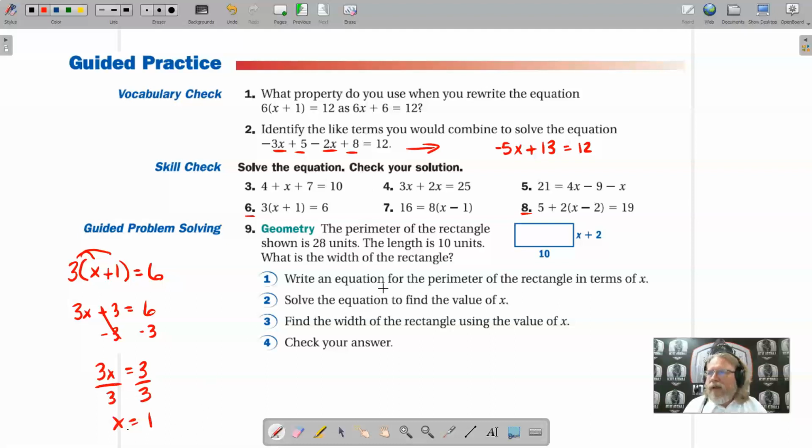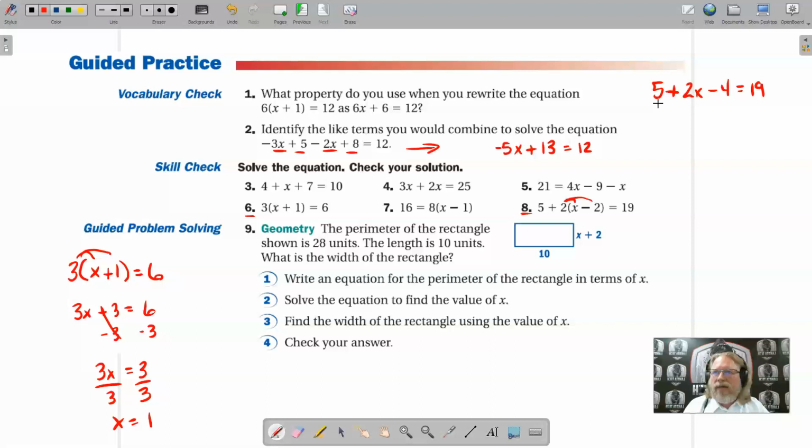All right. And then for number 8 over here, let's go ahead and work that in this area here. 5 plus, and let's distribute this 2 in there, right? So 2 times x is 2x. And 2 times negative 2 is going to be a negative 4. And that equals 19. Now we can combine some like terms here.